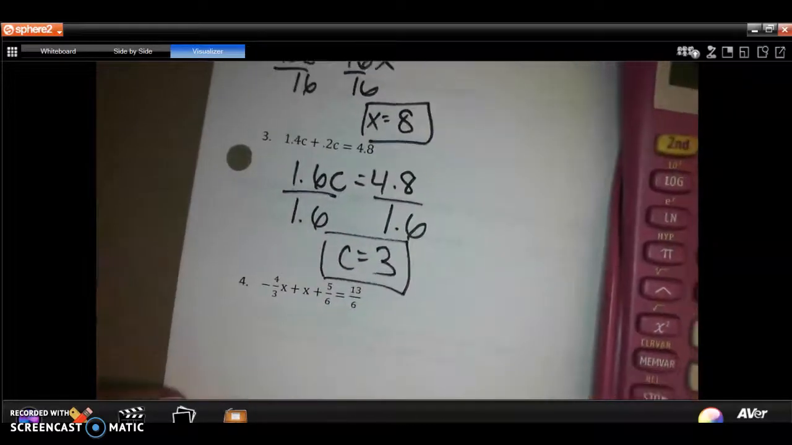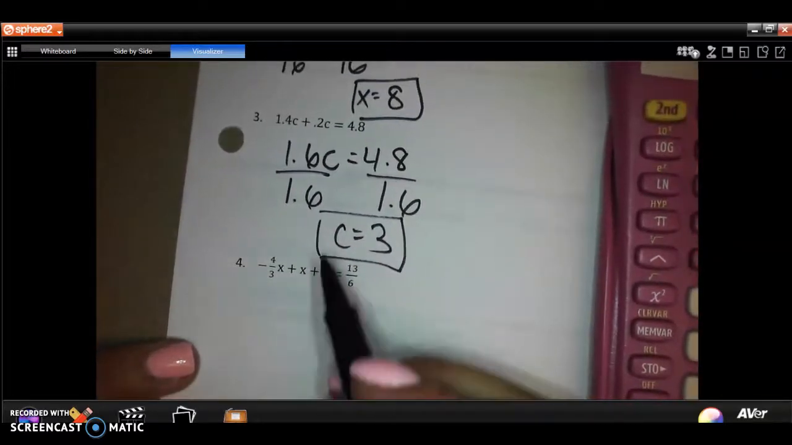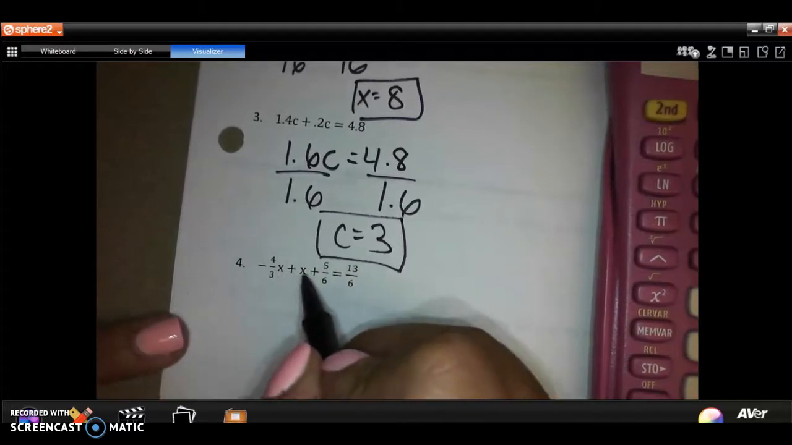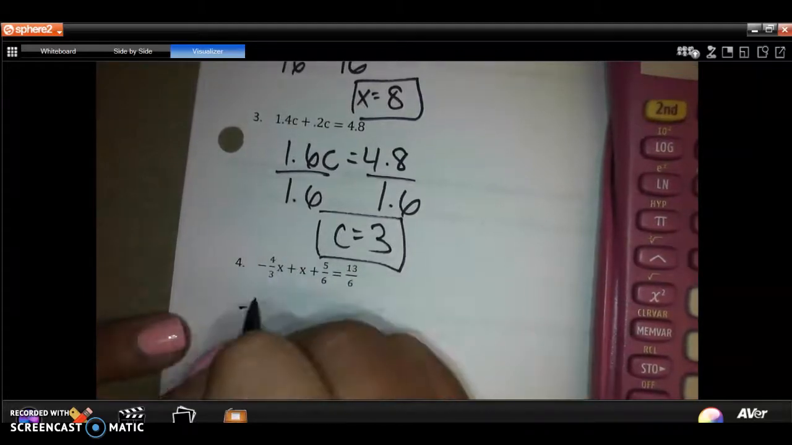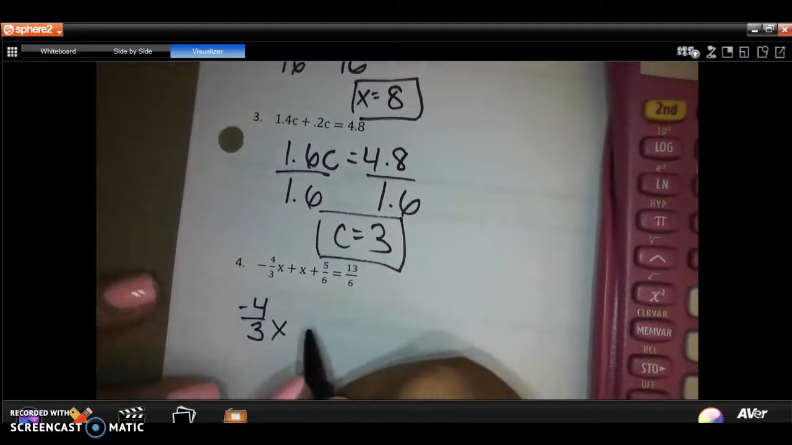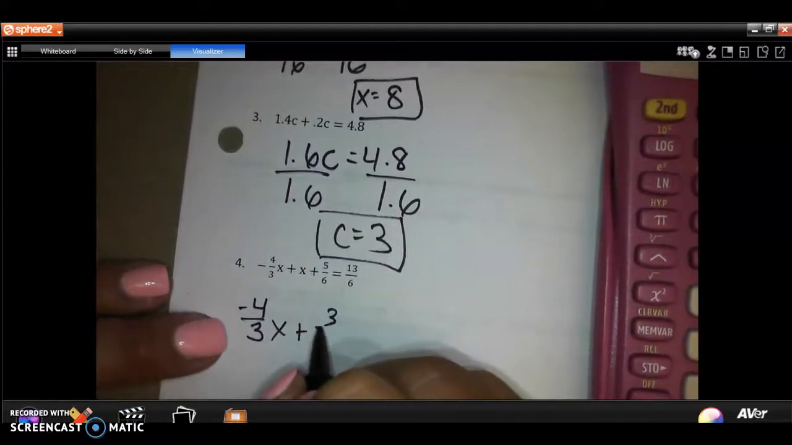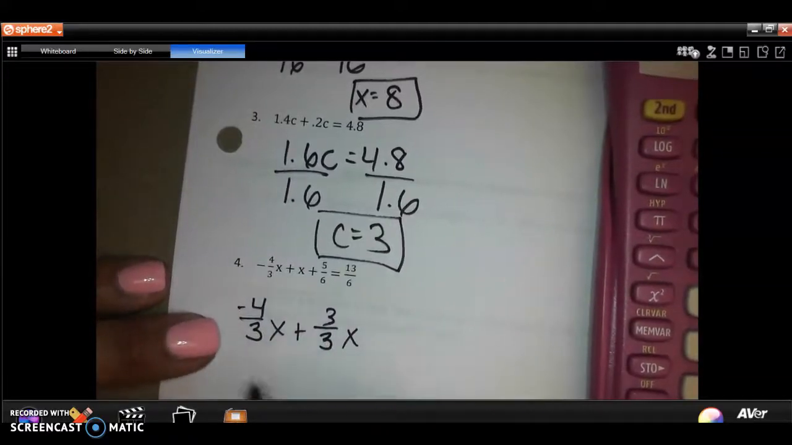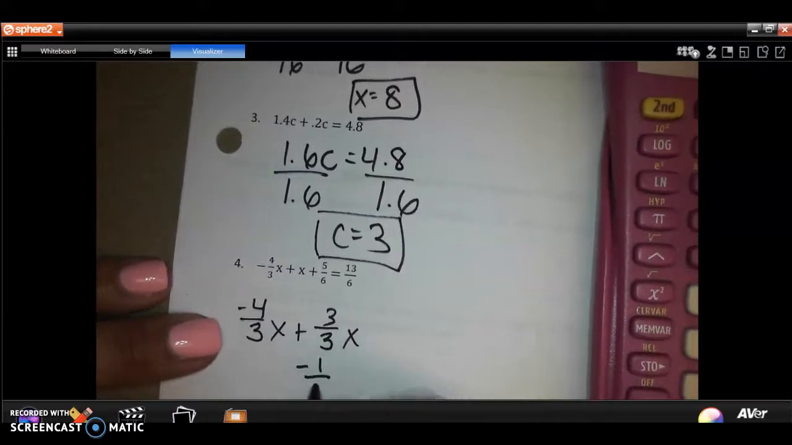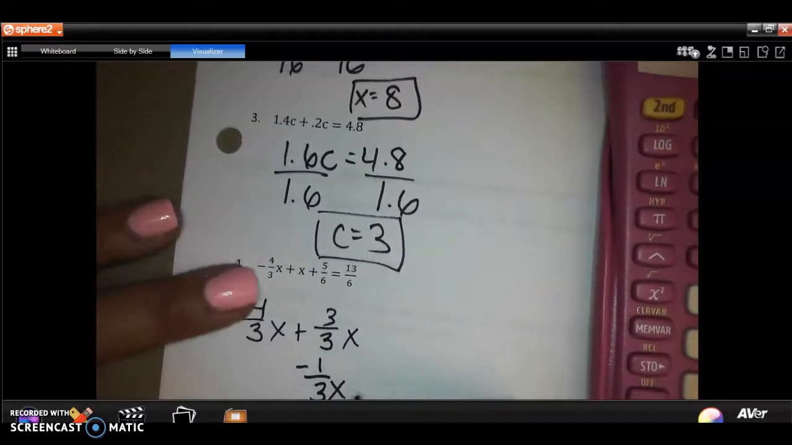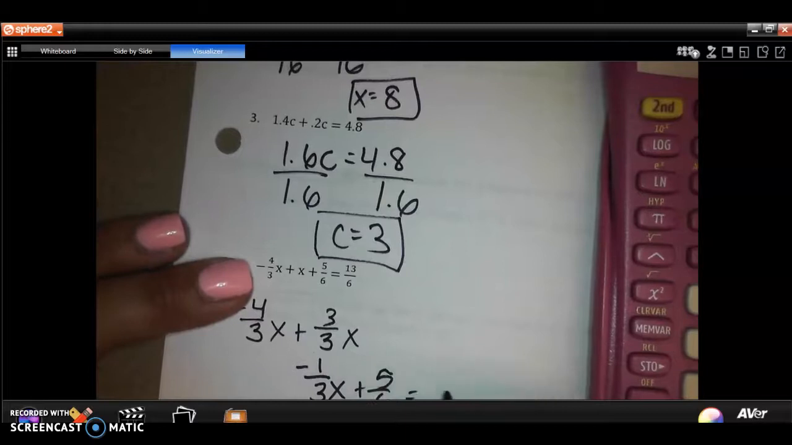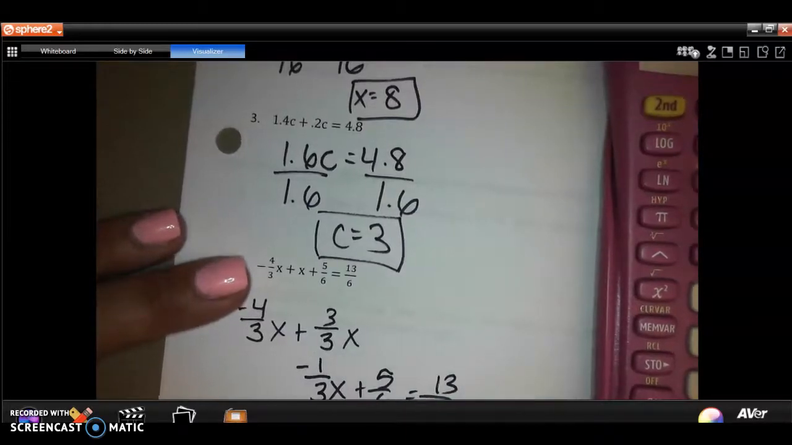Next one looks hard. Start by combining your like terms. We have negative 4/3 x plus 1x. If you think about that, that's the same as negative 4/3 x plus 3/3 x. Combine those like terms, you're going to get negative 1/3 x plus 5/6 equals 13/6.